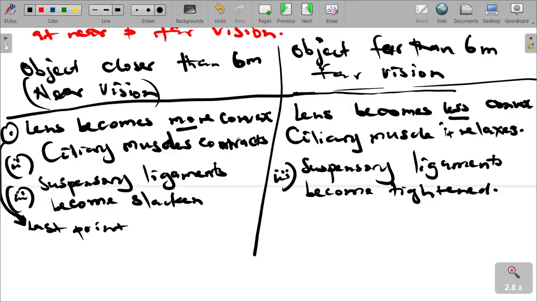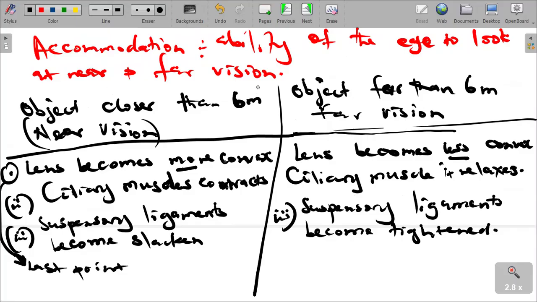Certain times the question wants you to talk only about near vision, about short-sighted. You might be asked about near vision alone, or you might be asked to talk about far vision. When they say more than 6 meters, it means you talk about far vision. When they say less than 6 meters, it means we talk about near vision. And then sometimes a diagram can come.